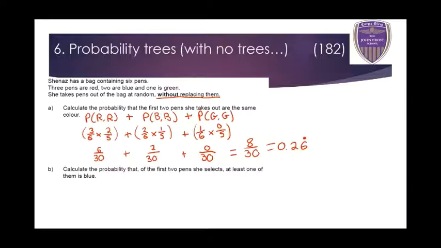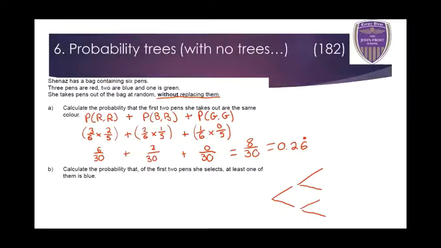Calculate the probability that of the first 2 pens she collects, at least one of them is blue. Now, there's a really, really long way to do this, and there's a really, really easy way to do this. The really, really long way, now I'm going to draw a probability tree just to highlight this. You wouldn't draw this in the exam. Well, tell you what, you could if you really wanted to. It would just take a while as well. But if you can recognize this just by reading the question, that's what we're after.